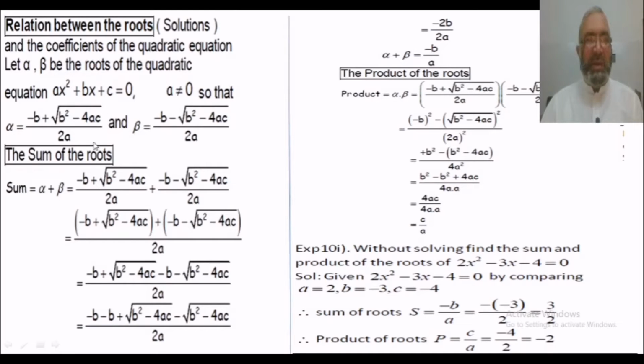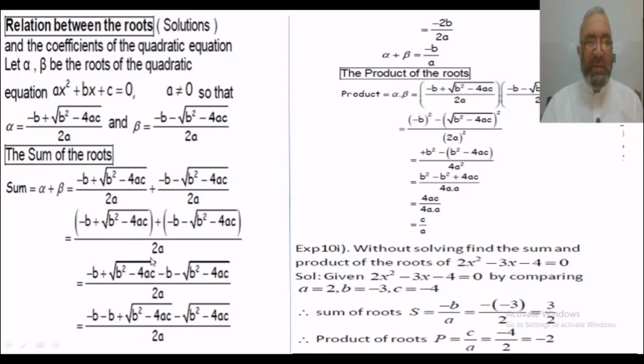So the first result is the sum of the roots. The sum of the roots means alpha plus beta. Adding these two roots, first root plus second root, 2a is the LCM. Simplifying the brackets, we get minus b plus square root of b square minus 4ac, plus minus becomes minus, and plus minus again minus square root of b square minus 4ac.